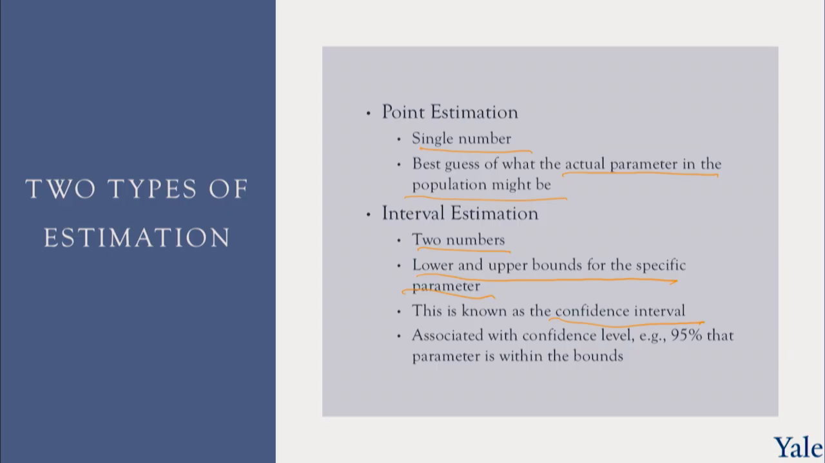So if we take height, for example, we could estimate the average height, and it could be 1.75 meters, or we could be interested in what are the bounds within which 95% of all people lie. And it might be between 1.5 and 2 meters. We know that 95% of all people will be in that range. I'm probably being a little conservative here.